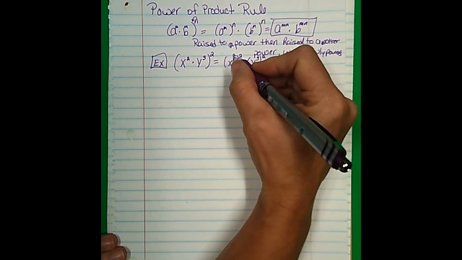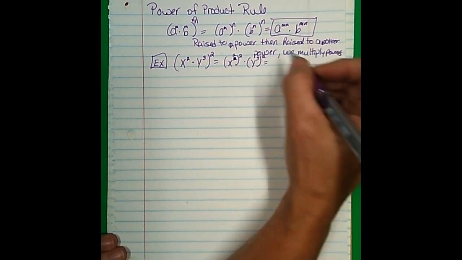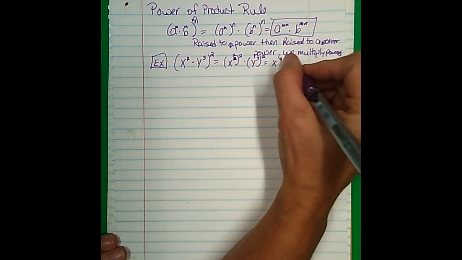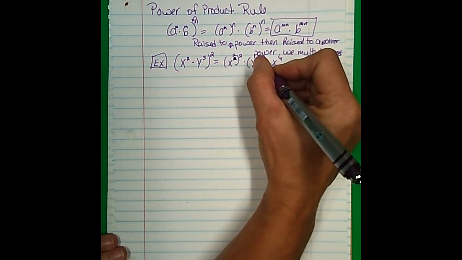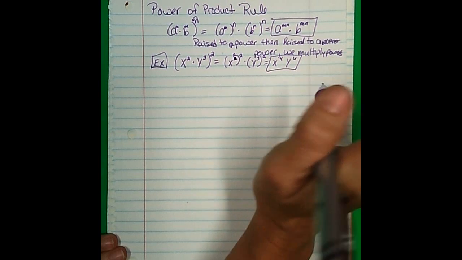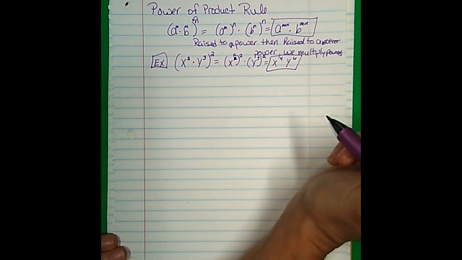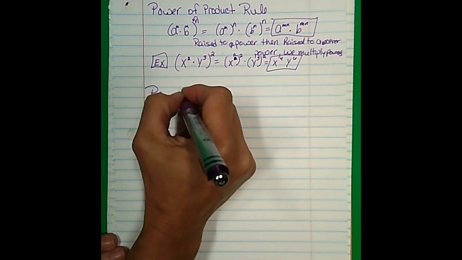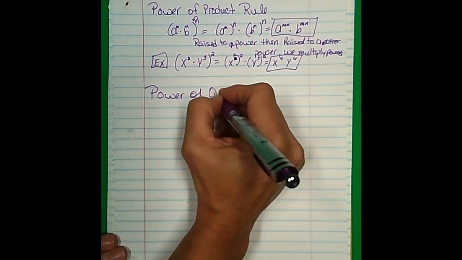But I got x squared, and then I'm raising it to another square. That means I multiply them. So 2 times 2 is 4. And then I got y cubed raised to the second, so it's 3 times 2, which is y to the 6. And since I don't know the value of x and y, we are done. That is my answer. So let's do the power of quotient rule.